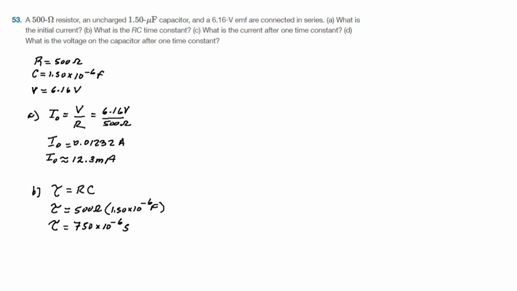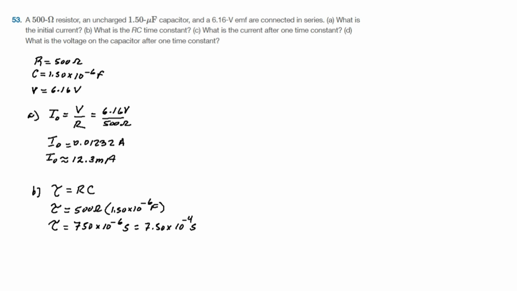And in scientific notation would be 7.50 times 10 to the negative 4 seconds, or it would be 0.75 milliseconds. Right? This is tau, but tau is better to have in seconds.